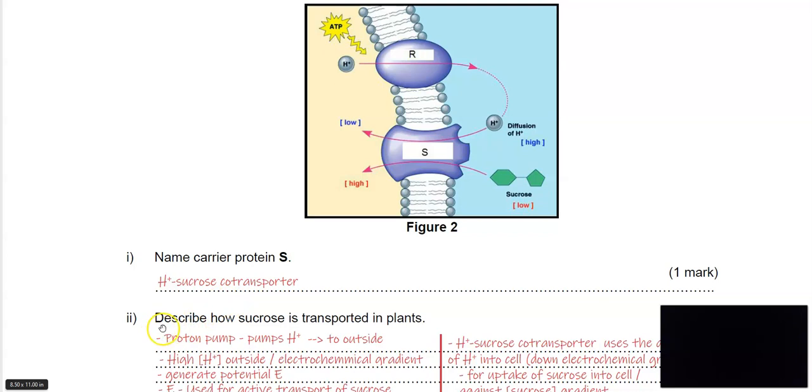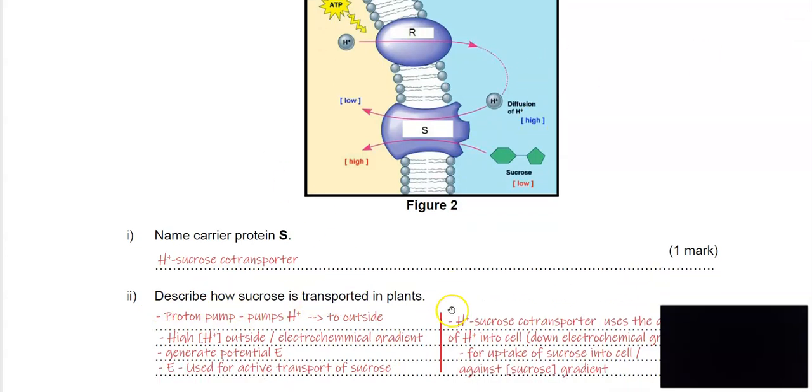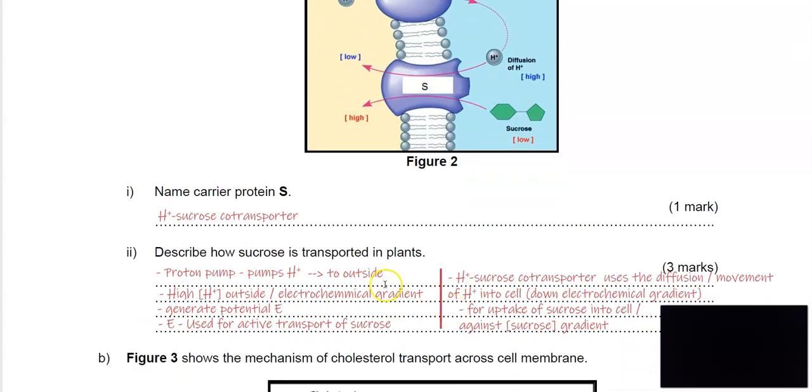Okay, so B, describe how sucrose is transported in plant. In this slide, I'm just giving you the key points. In the exam, you have to write the whole sentence explaining your answer clearly, not in point form like this one. So describe how sucrose is transported in plants. The mark is 3 marks.